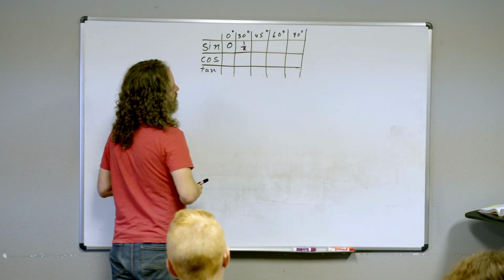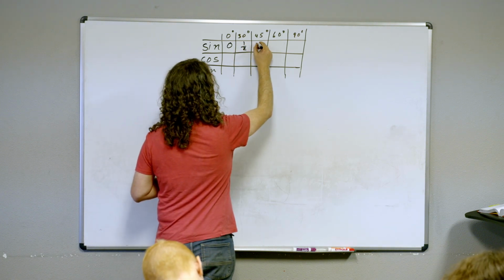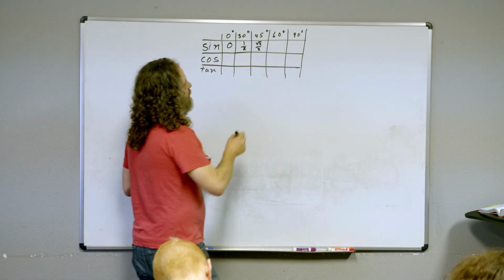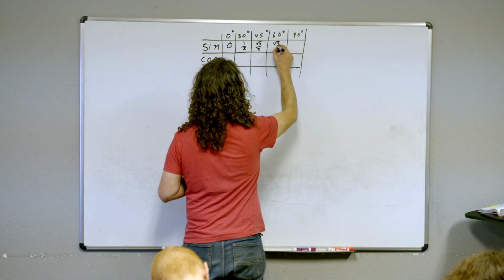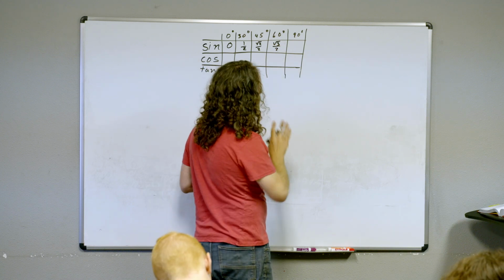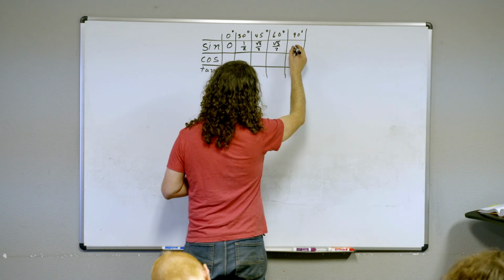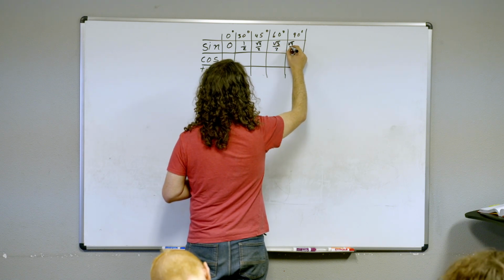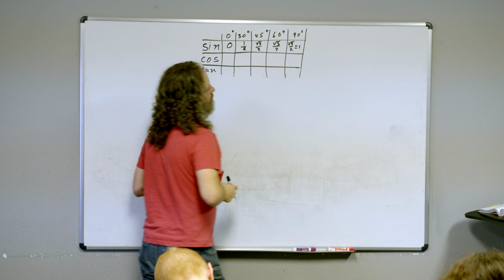1/2, square root of 2 over 2, square root of 3 over 2. And this one, so it's 1, but if it helps you, because 1, 2, 3, 4, then you can remember it as the square root of 4 over 2, which of course is 1.